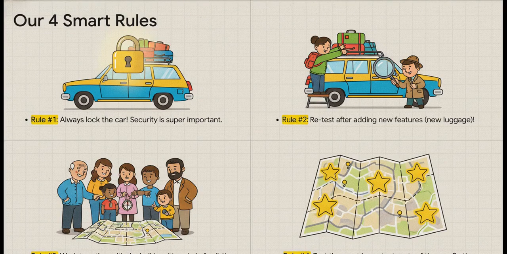Rule number 1, always lock the car. This means we have to make sure our app is super secure. Rule number 2, check everything after adding new luggage. So if we add a new feature, we have to retest everything to make sure it didn't break something else.